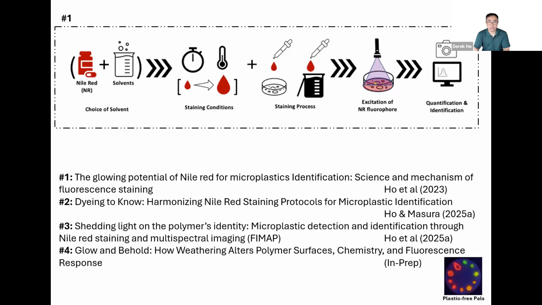But as a whole, I first wrote a literature review called The Glowing Potential of Nile Red for Microplastic Identification: Science and Mechanisms of Fluorescence Imaging. Here I did a deep dive into all the aspects, from choice of solvent, staining conditions, staining process, excitation, and quantification using the technology. This is a whole exposé of the science and mechanisms of fluorescence imaging. So if you need a resource to understand how fluorescence imaging works, this is where you can go.